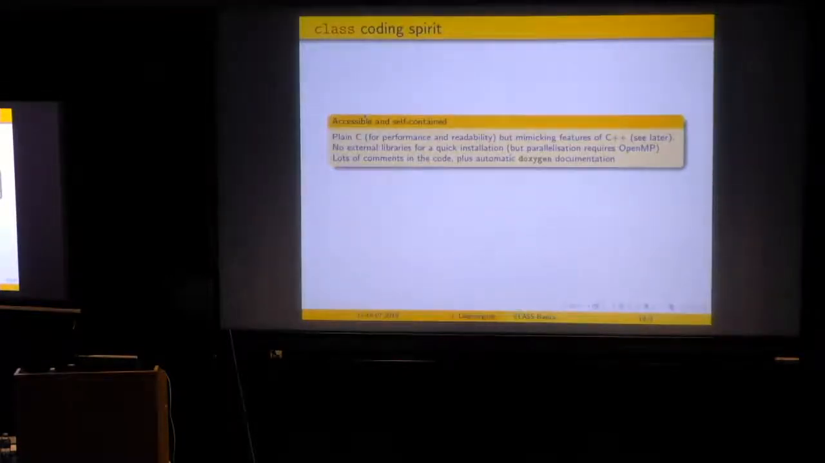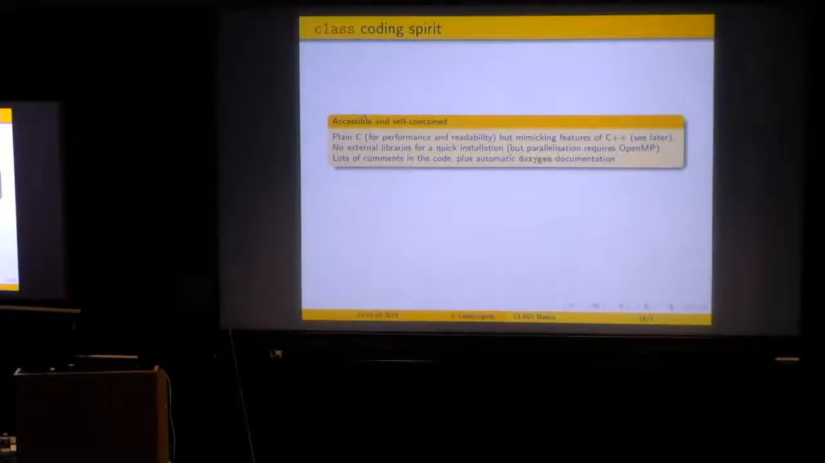Okay, so to get a code which is accessible and self-contained, we choose to use plain C, but with a style mimicking C++. I will explain why concretely. And you could say, but why do you use plain C mimicking C++ and not directly C++? Yeah, maybe it would have been a good choice to use C++. I have no strong opinion on this. Maybe we will do it at some point.